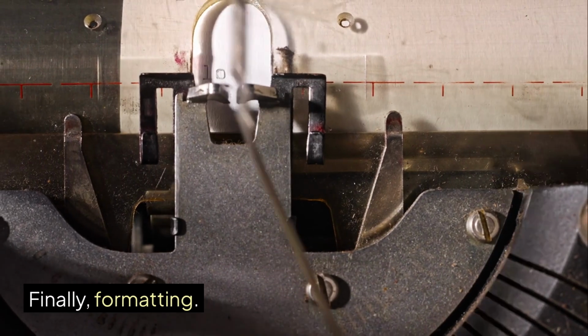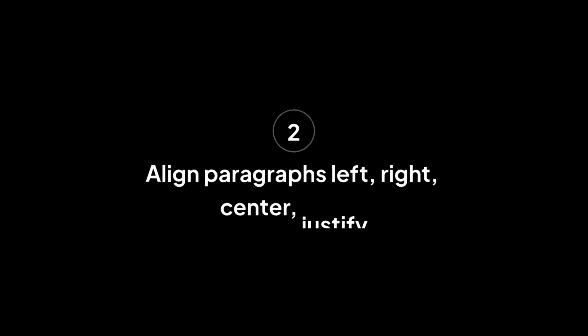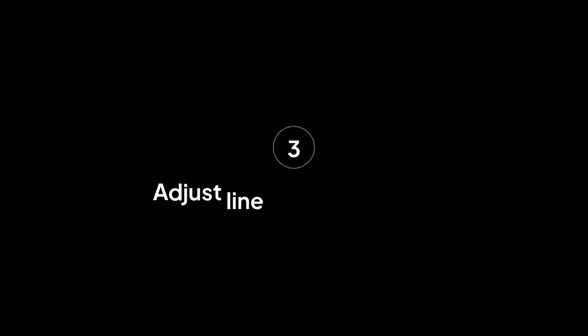Finally, formatting. Toggle bold with Ctrl B, italic with Ctrl I, and underline with Ctrl U. Align paragraphs with Ctrl L for left, Ctrl R for right, Ctrl E for center, and Ctrl J for justify. Adjust line spacing quickly with Ctrl 1 for single, Ctrl 2 for double, and Ctrl 5 for 1.5.